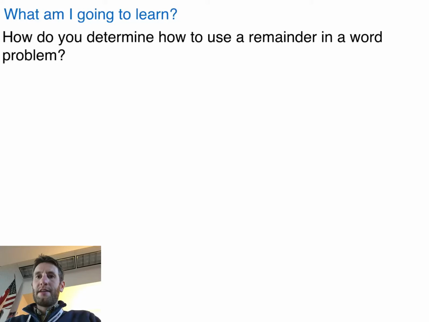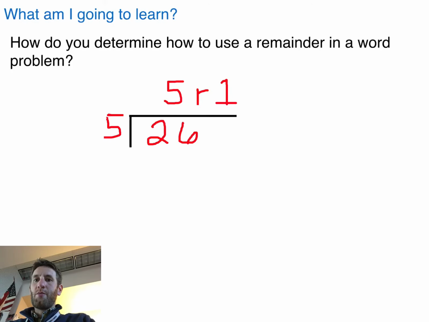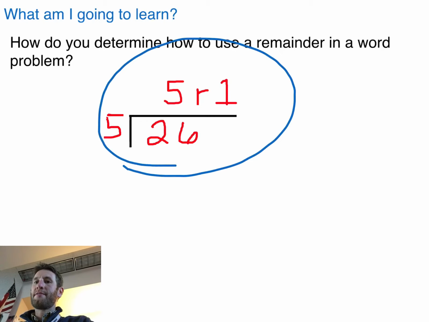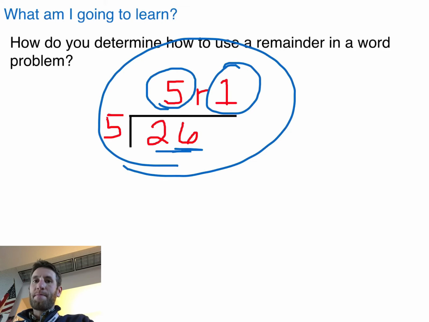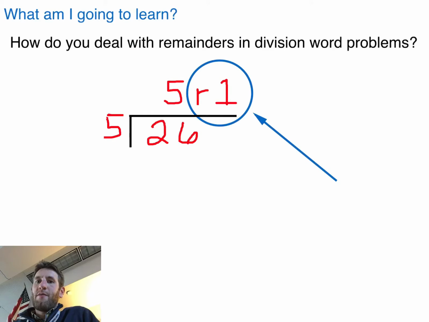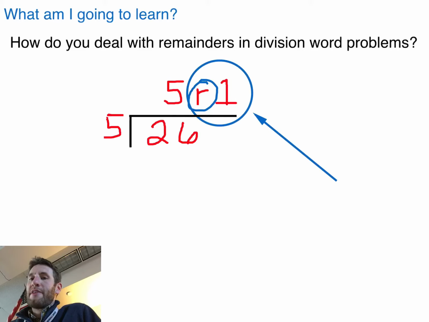Hey everybody, in this lesson we're going to work together to answer the question, how do you determine how to use a remainder in a word problem? We've worked hard on solving problems that were very similar to what you see right here, like 26 divided by 5, or divided into 5 groups, means that there might be 5 in each group and 1 left over. And that 1 left over is symbolized using the R and then whatever digit right next to it.